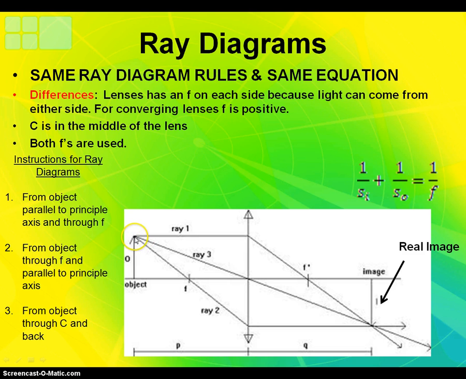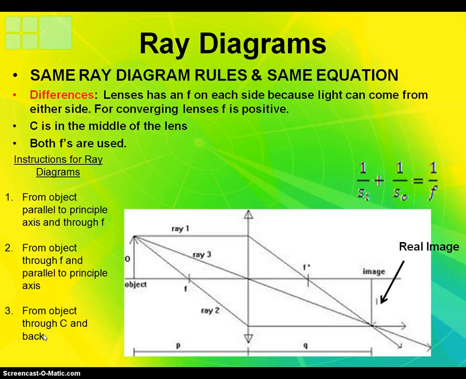So here's my object. The first ray goes parallel to the principal axis and encounters the lens here, and through F. The second is from the object through F and then parallel to the principal axis. So this goes from the object through F and then parallel, and then the first goes through C and back. So let's talk about what the actual differences are.